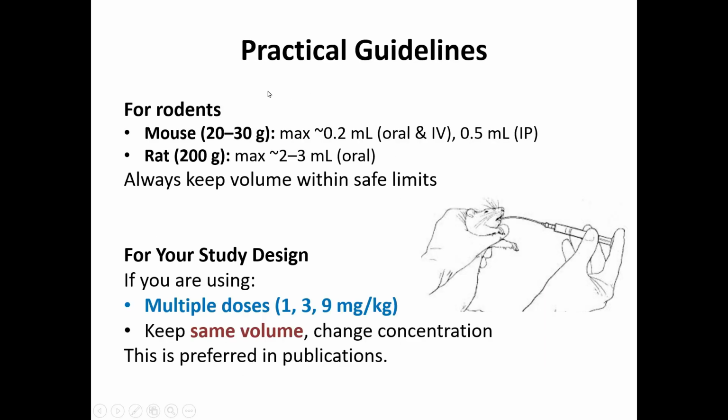Practical guidelines for rodents: mouse 20 to 30 gram, maximum dose volume is 0.2 ml oral and IV, and 0.5 ml IP. For a 200 gram rat, maximum dose volume is 2 to 3 ml oral, and always keep volume within safe limits. These guidelines are for your study design. If you are using multiple doses, like 1, 3, 9 mg per kg group wise, keep the same volume and change the concentration, and this is preferred in publication journals.